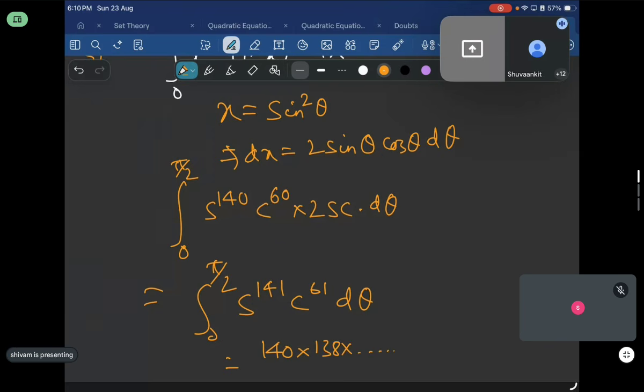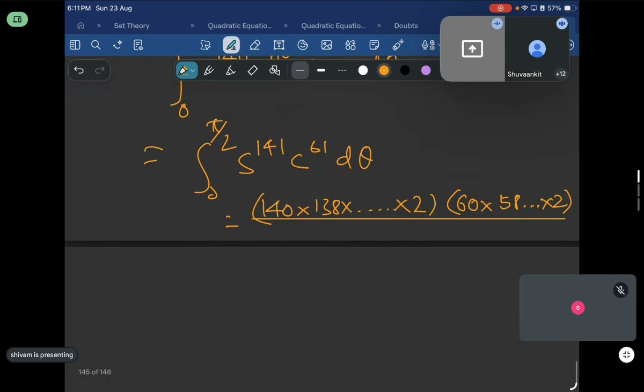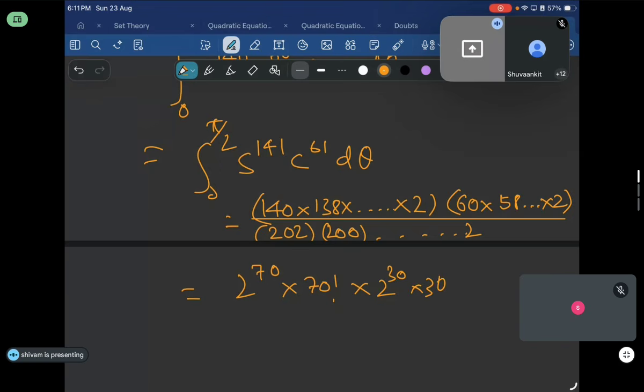Yes, sir, I did the list, but I could not simplify it into this term. Okay. Then I simplify it: 60 into 58 into dot dot dot up to 2, and the denominator will start from, tell me, 141 plus 61 is 202, right? So 202 multiplied by 200, and so on, dot dot dot up to 2, same thing. So in the numerator, can you see that everywhere I can take 2 common? How many times am I going to take 2 common? 70 times. So 2 to the power 70 into 70 factorial, multiplied by 2 to the power 30 into 30 factorial.